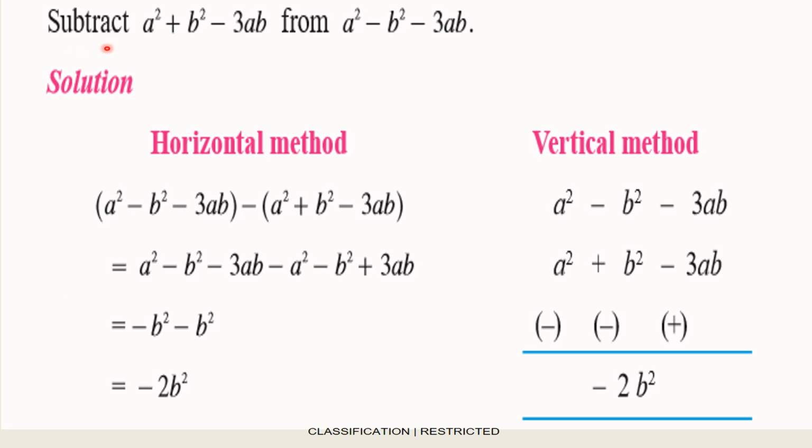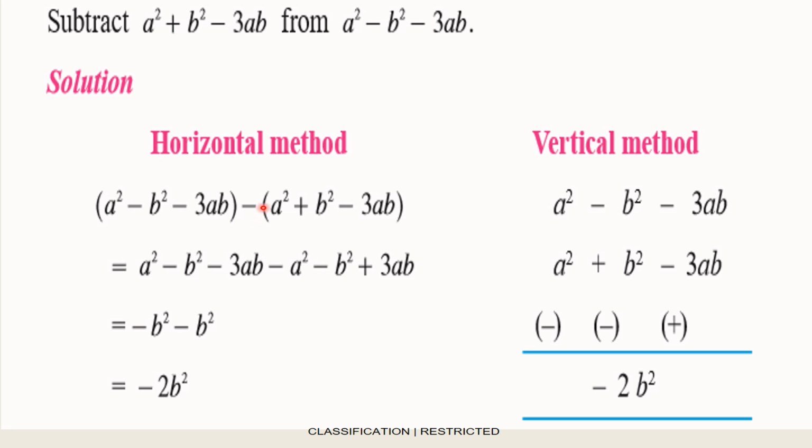Next, subtract a squared plus b squared minus 3ab from a squared minus 3b squared minus 3ab. Here two methods are there. In the exam, you can write only one method. First, horizontal method. From which algebraic expression do we subtract? A squared minus b squared minus 3ab. What is the sign? Subtract, minus. Here given next one, a squared plus b squared minus 3ab. Here also the same, first one as it is you write it, a squared minus b squared minus 3ab.